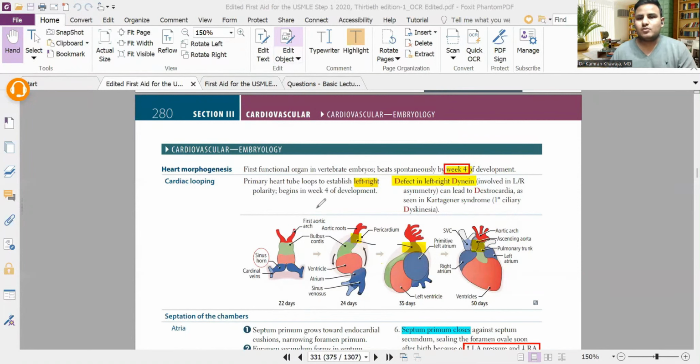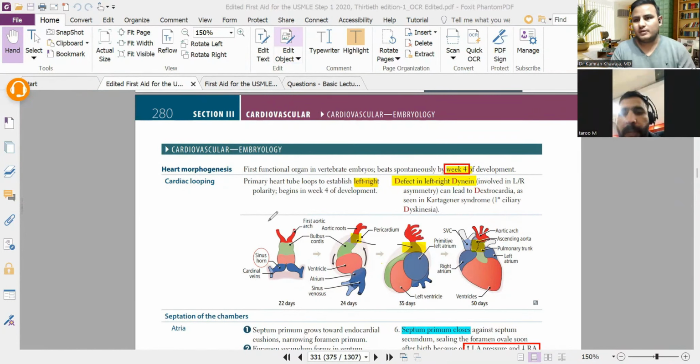Next is a very important MCQ that comes in USMLE Step 1. What is the defect in this left to right polarity? The defect in left to right polarity is the development of dextrocardia. Normally, our heart is present in the left side, but in dextrocardia, our heart will be present in the right side. Is that clear? That is called dextrocardia.